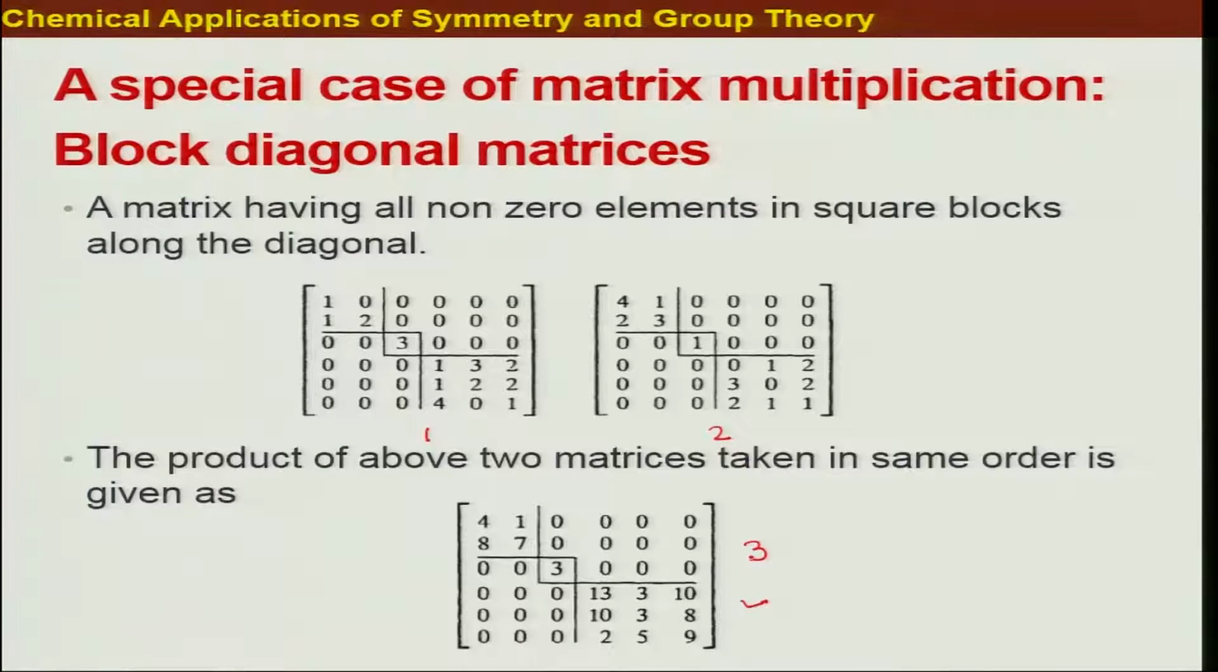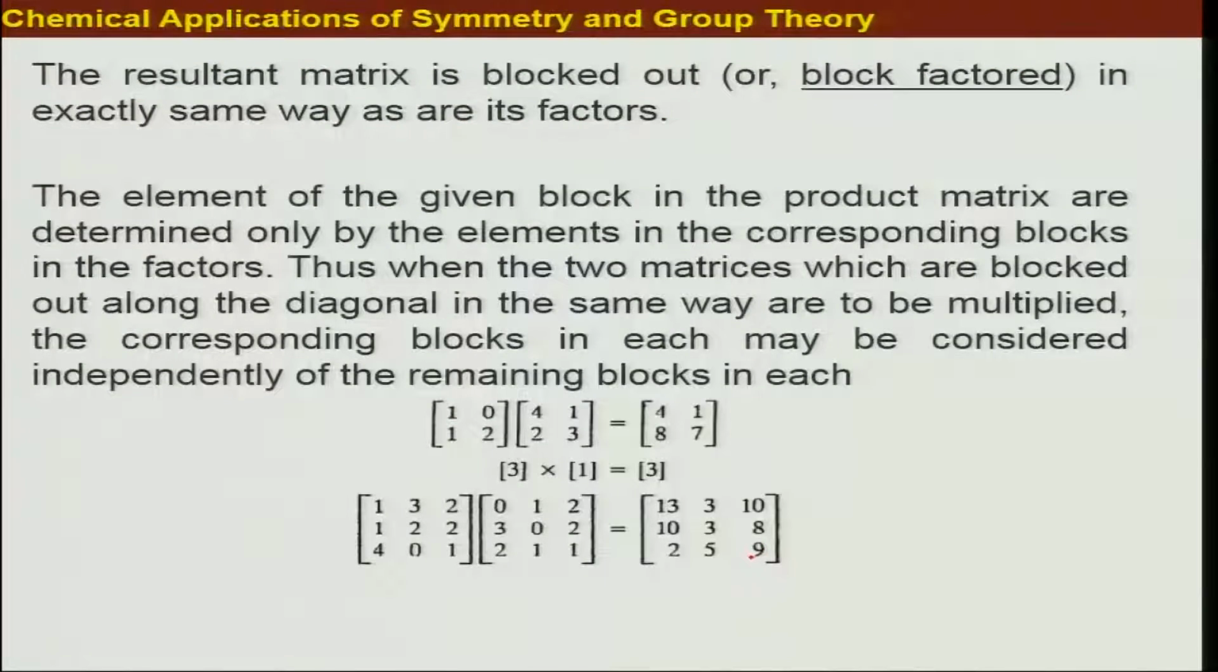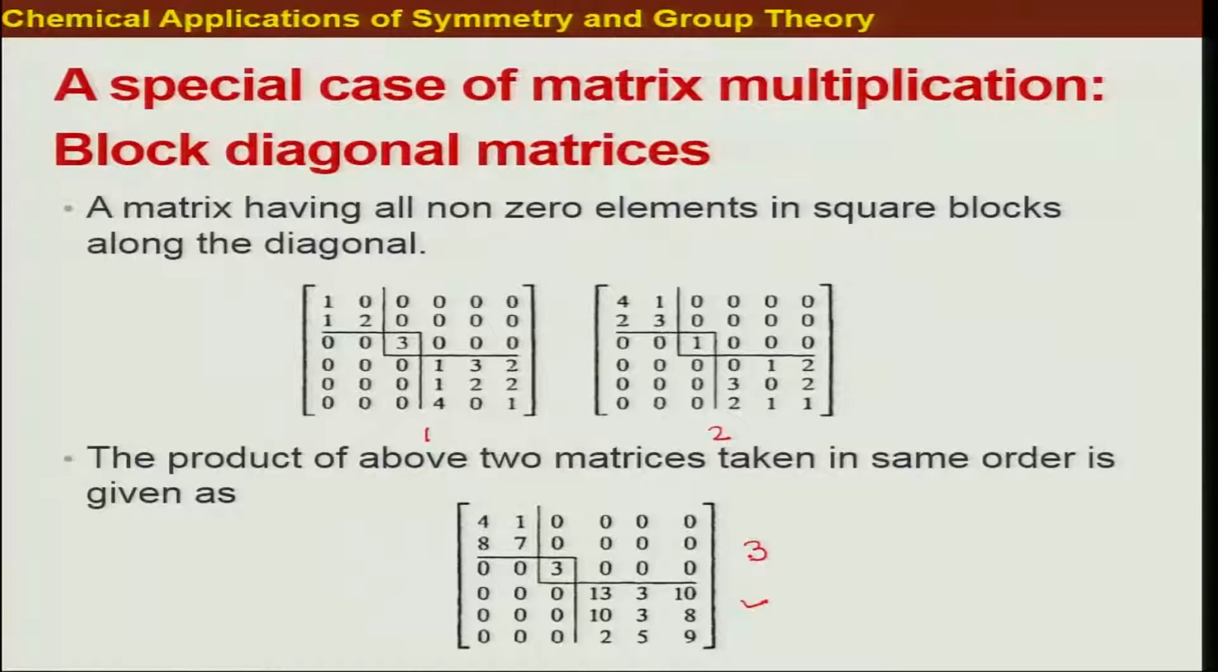So the main important thing is that the resultant matrix that we get is blocked out, or block factored, in exactly the same way as the constituent matrices here. Okay, so that is very obvious.